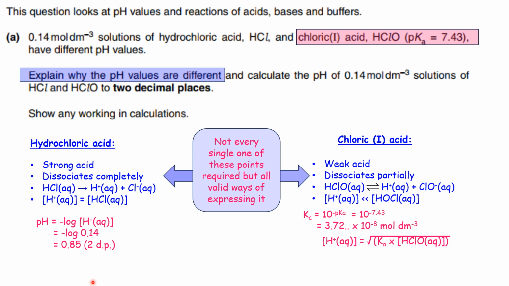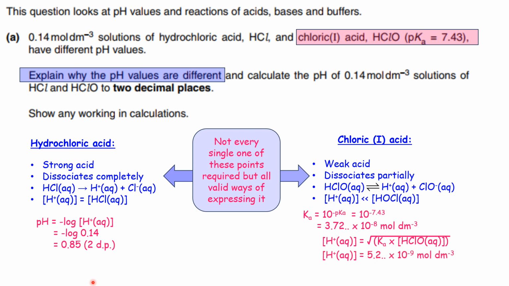So the H+ ion concentration is what we're after, so that we can plug the H+ ion concentration for chloric(I) acid into pH equals minus log [H+]. So to isolate that, you take the square root of the Ka times the concentration of HClO. So I'm assuming that you would know to get this from the Ka expression.